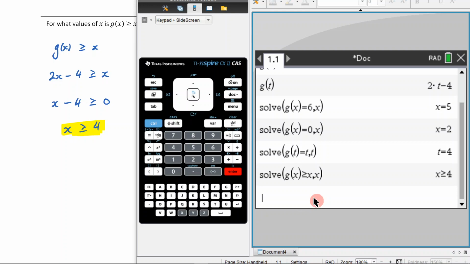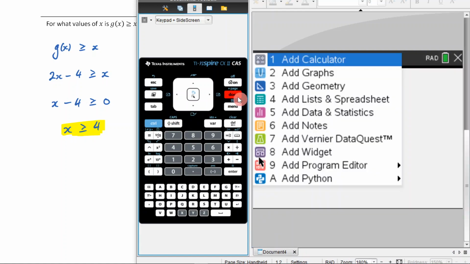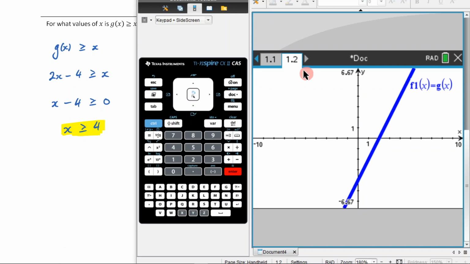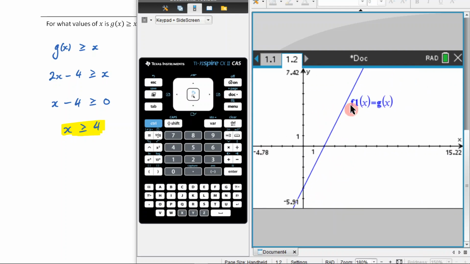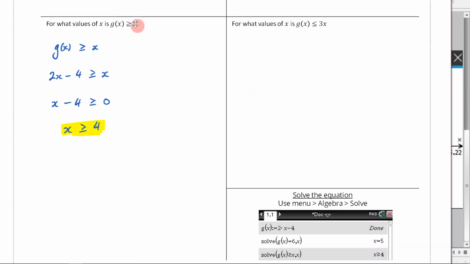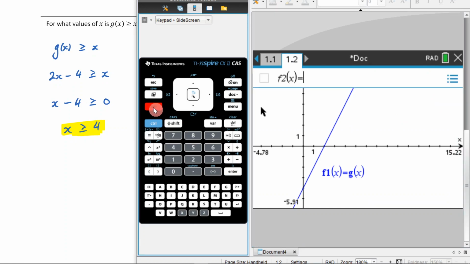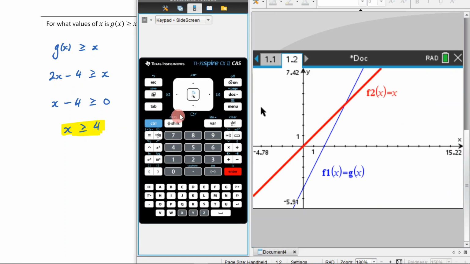Now, you might be asking yourself, what does this look like graphically? So let's actually visualize this graphically. So if I go Control, Doc, Add Graphs, and I graph g of x. So g of x is my blue line here. That is what g of x is. Then let's also graph x. So y is equal to x here. So I'm going to go tab and I'm just going to graph x. There it is.